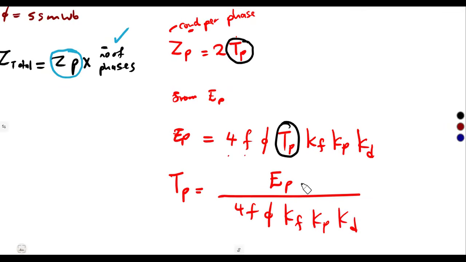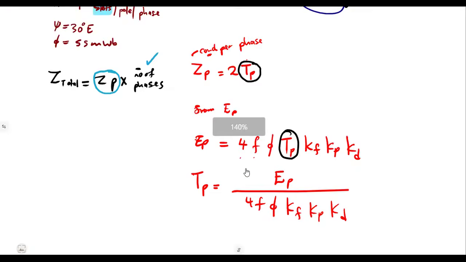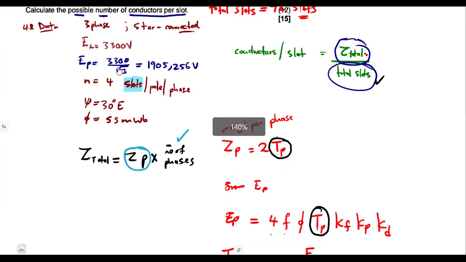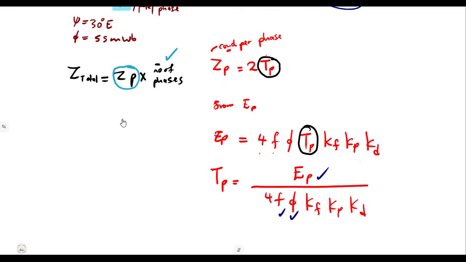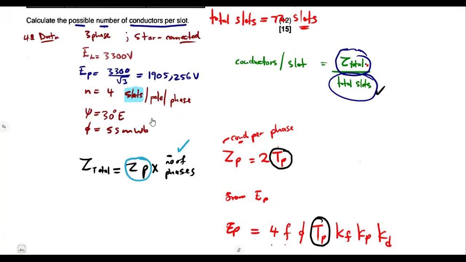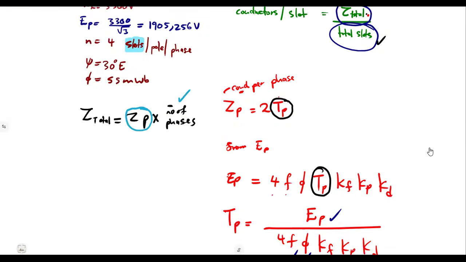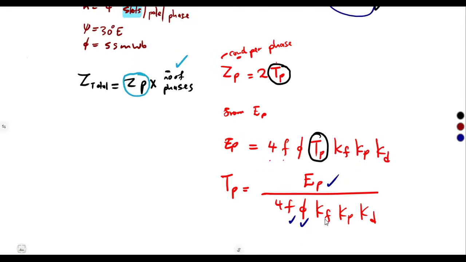But on this information, let's list what we have. EP, remember per phase, we calculated this phase value because we knew that we are in a star. So we have this value already. The frequency is already given. Useful flux is given. We are not given the value of the form factor. I said if you're not given, you use it as 1.11 in every case. So we have this value. If it is not given, you use the form factor as 1.11.